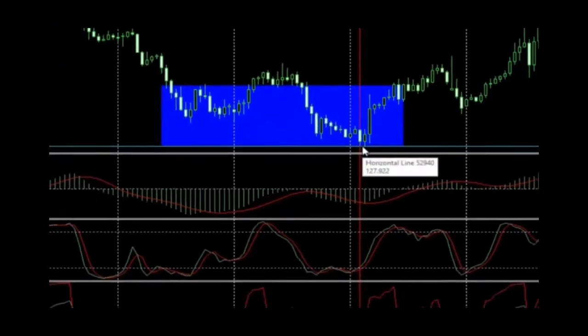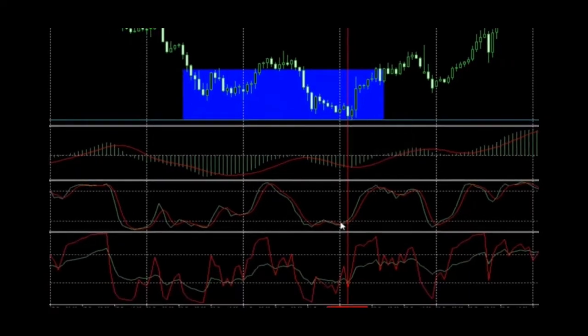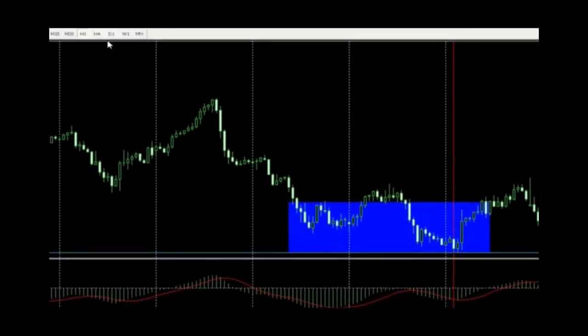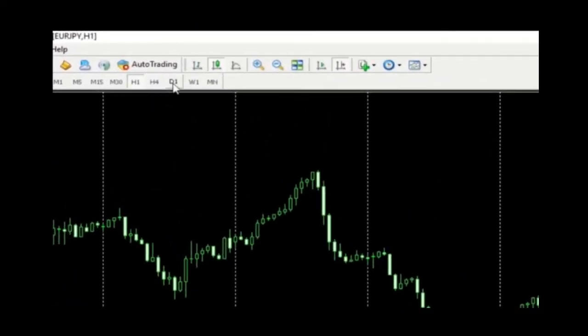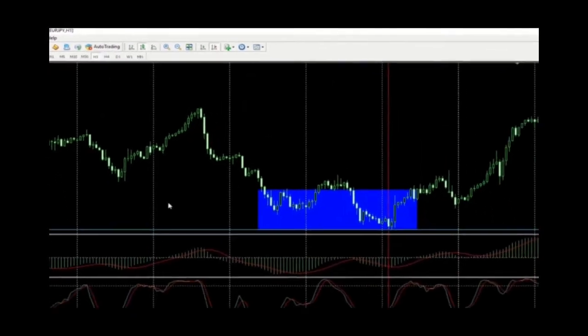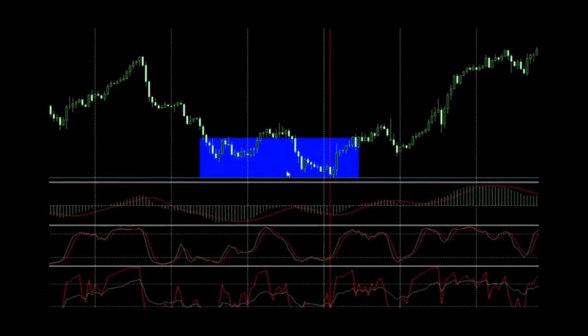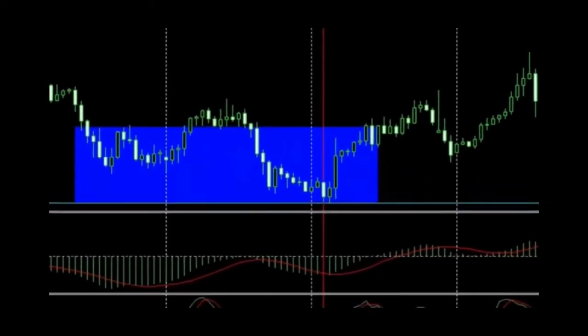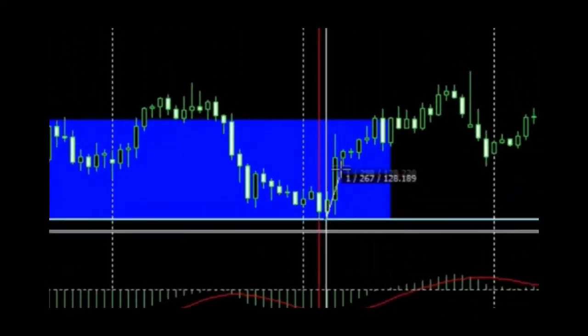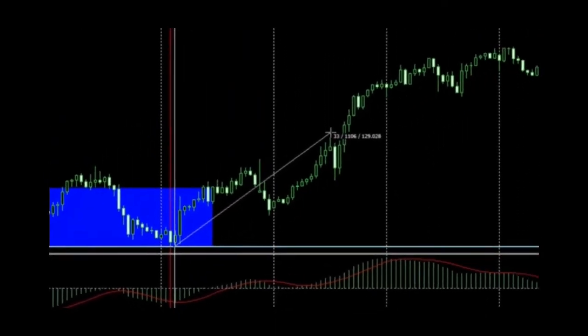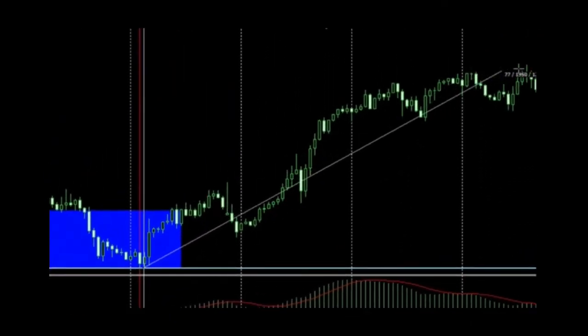This is another hammer. Stochastic needs to be under 20 on all the time frames, since this one is another H1 trade: daily, H4, H1, M30, M15, and M5, which is exactly what happened. And then you would have jumped in the trade for an easy 50 pips. There you have it. 100 pips and more.